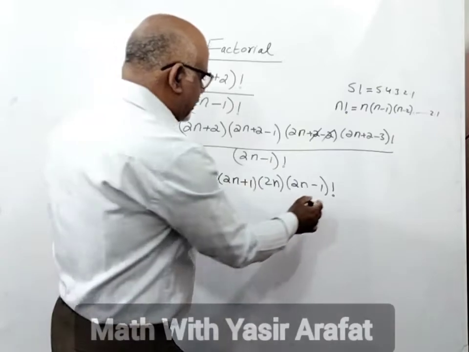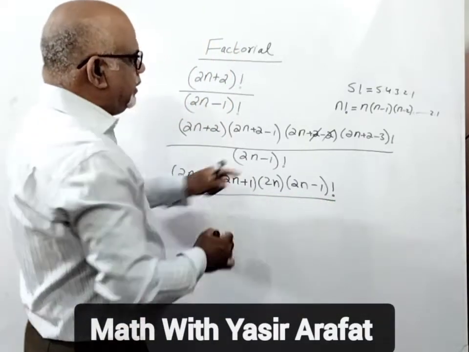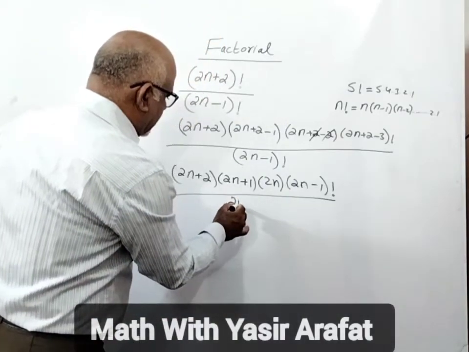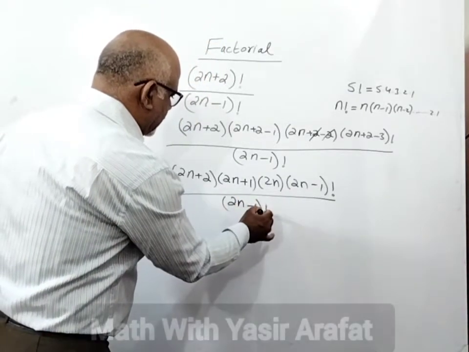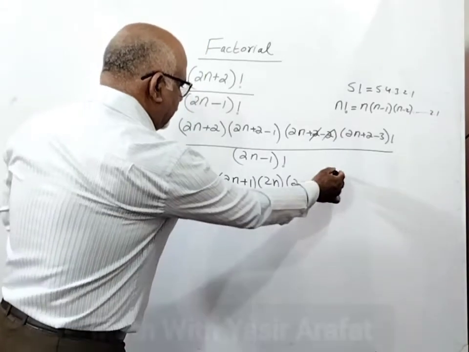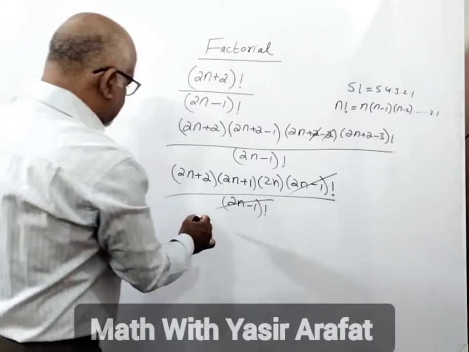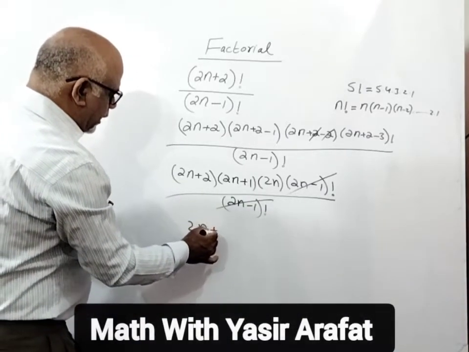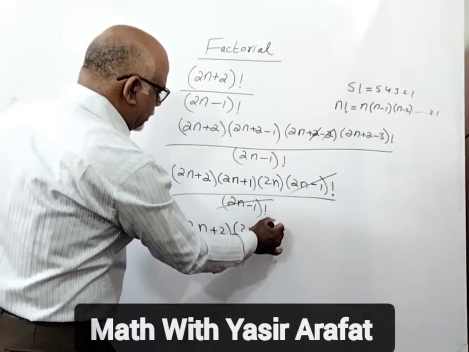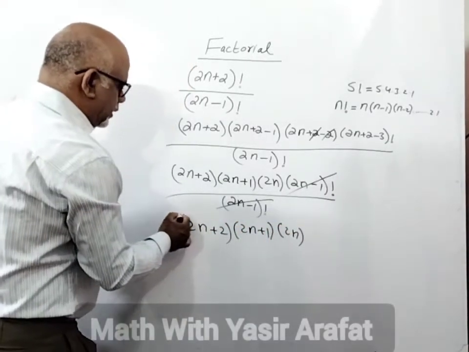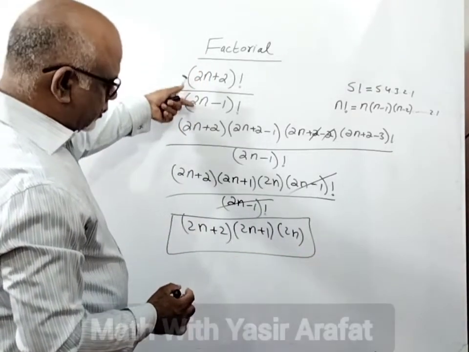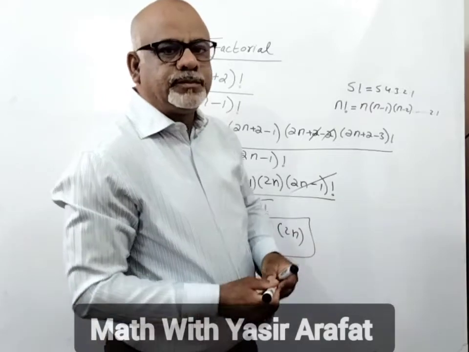We have the same factor in the denominator. That is why we have to stop this factorial here. So this is 2n minus 1 factorial. So this factor will cancel out with this one, and this is the answer: 2n plus 2 times 2n plus 1 times 2n. This is the answer of this factorial fraction.